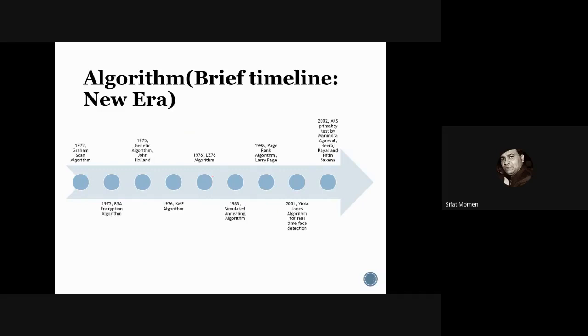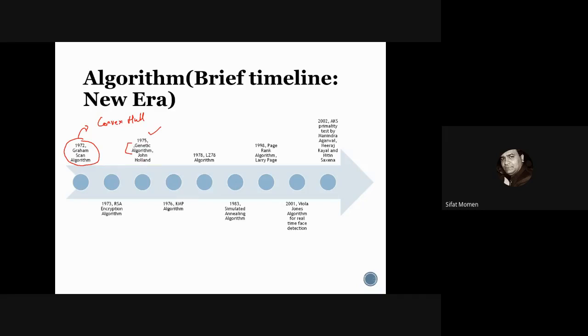If you look at the timeline, for example, in 1972 we have something called the Graham-Scan algorithm that is used to find a convex hull. If you want to find the convex hull, that's what you use. Then in 1975, John Holland came up with an interesting idea called the genetic algorithm.